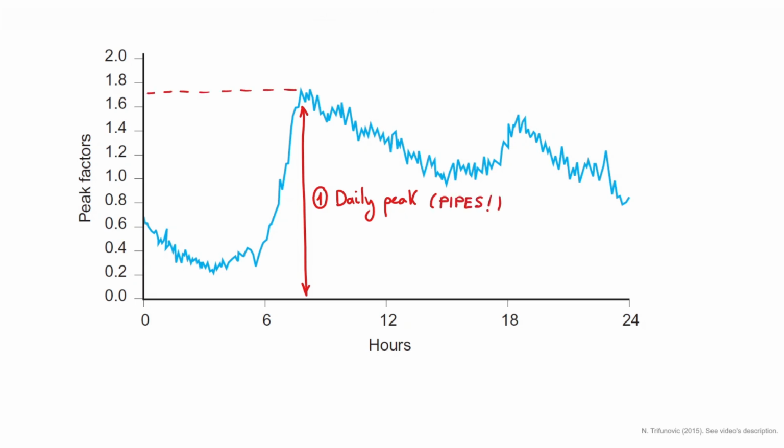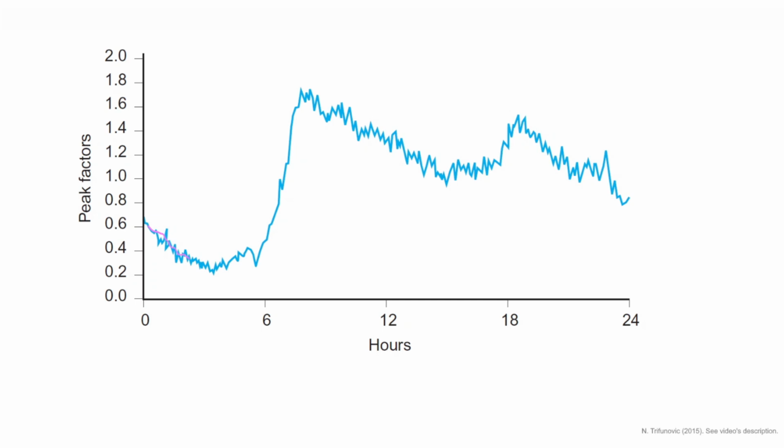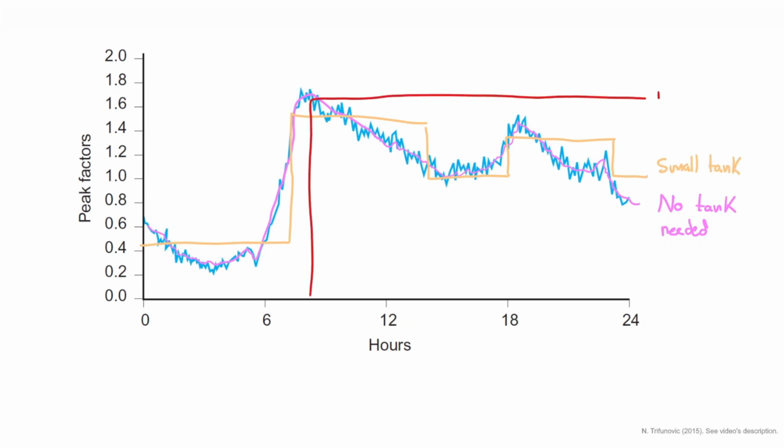The set of all peak factors is called the daily pattern, and besides things like water aging or chlorine levels, it is used to size tanks. The pink line represents how water is being produced. If water is consumed as it is produced, there's no need for storage. The more difference between when the water is being produced and when it's being consumed, the bigger the tank.